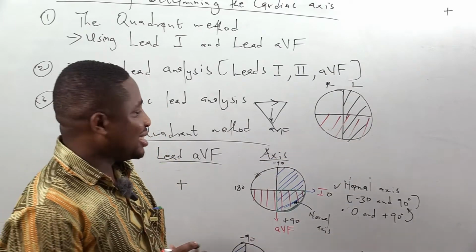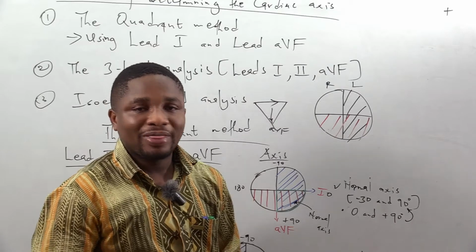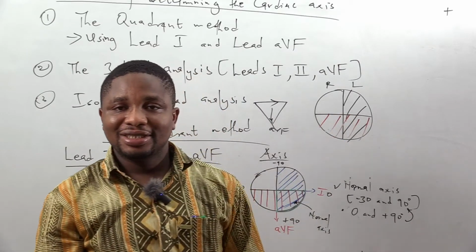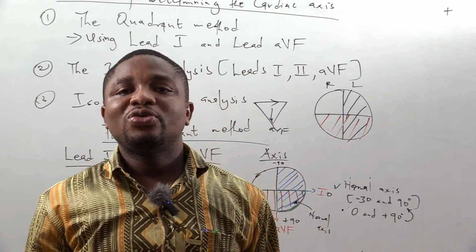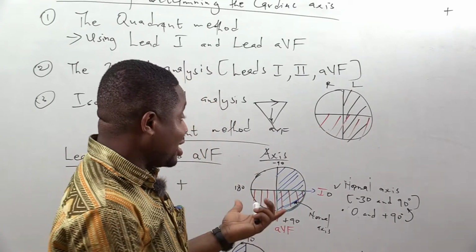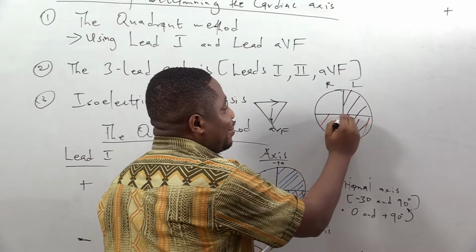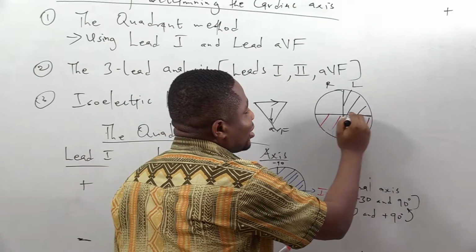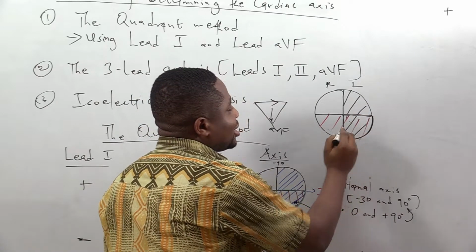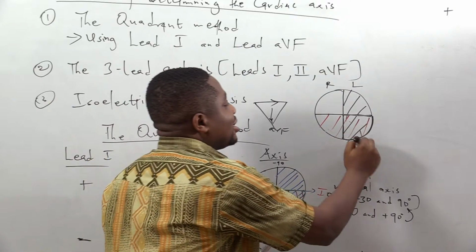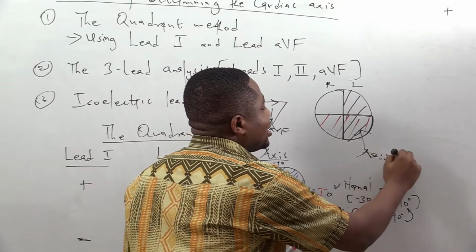So after that, you look at where the shading bisects, where they merge. And if you look very carefully, you realize that the red and the black are merging in this quadrant. If you watch very carefully, they are merging in it. So this becomes the axis of what? The deviation.